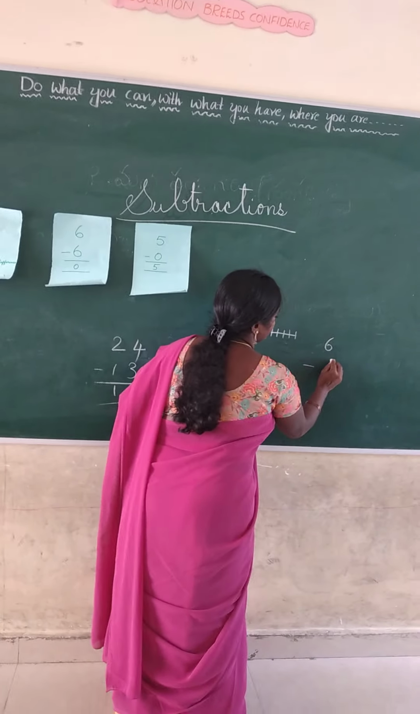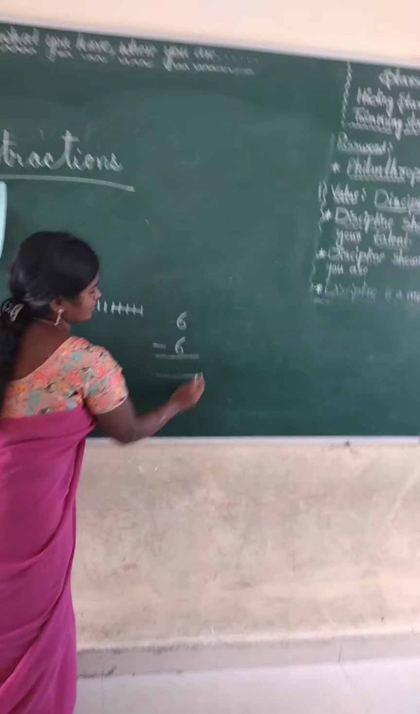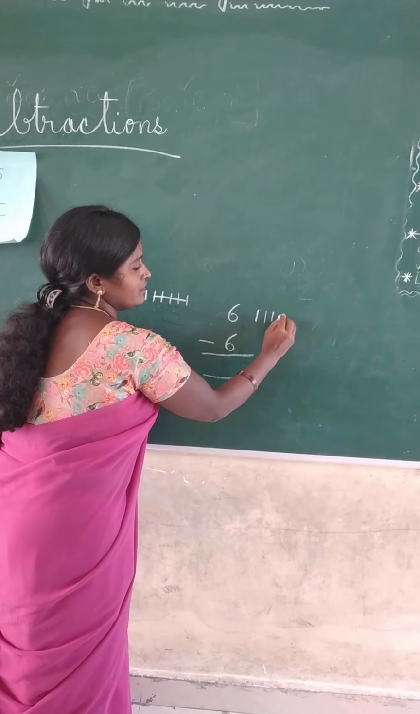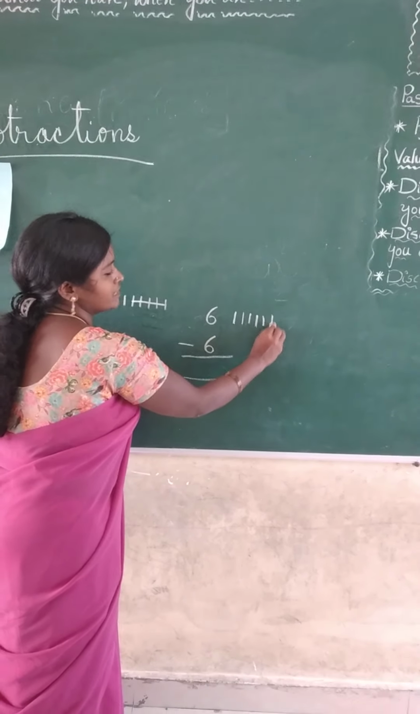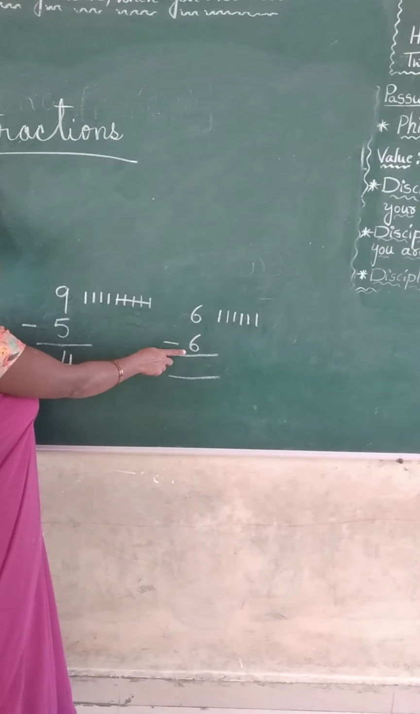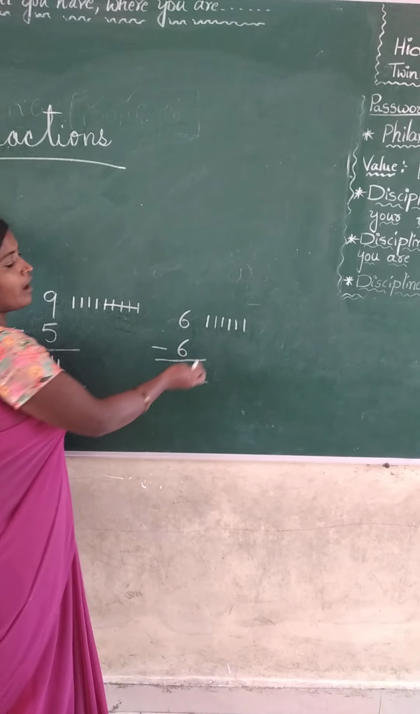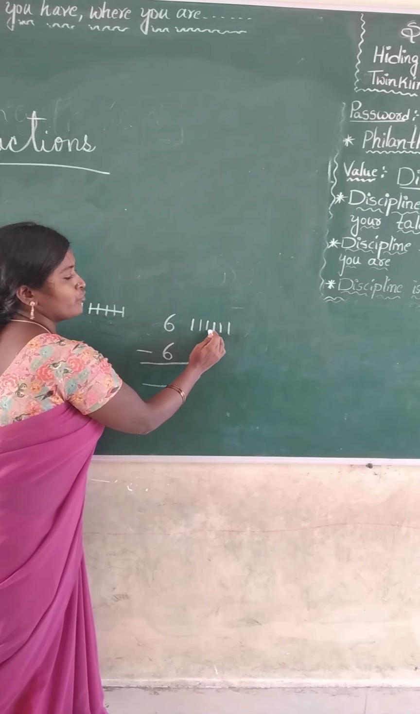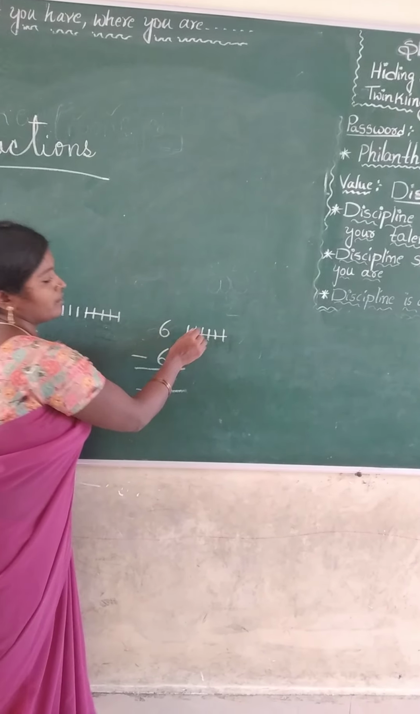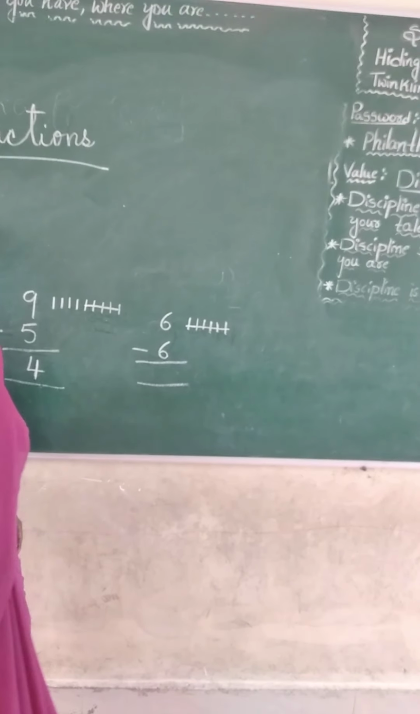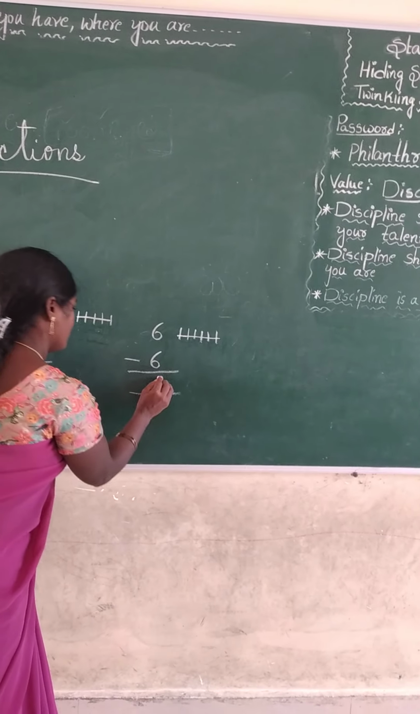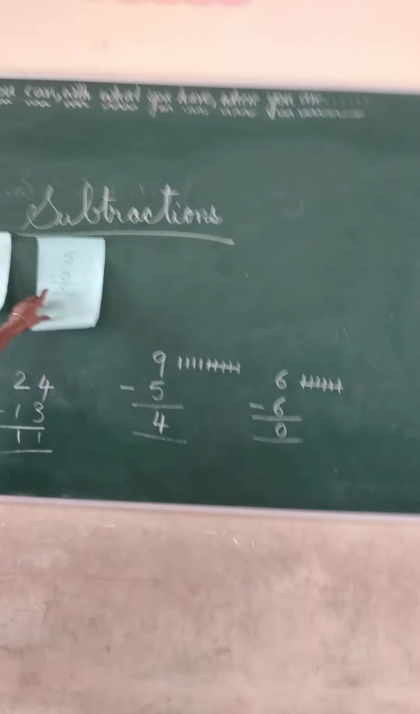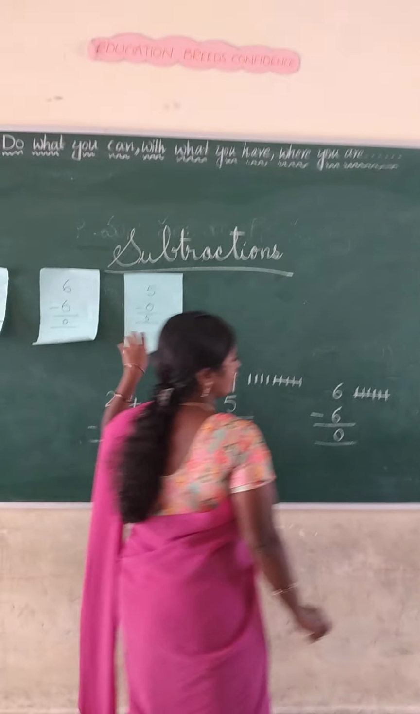6 minus 6. Children, I will draw 6 lines. 1, 2, 3, 4, 5, 6. Children, here minus 6, no? So we have to cut off 6 lines. 1, 2, 3, 4, 5, 6. So the answer is 0. Children, here one more example I will tell you.